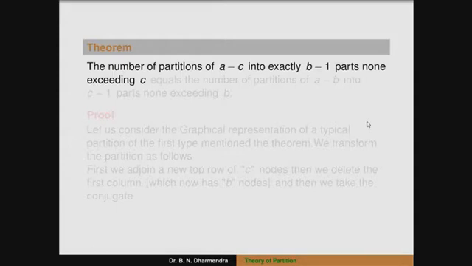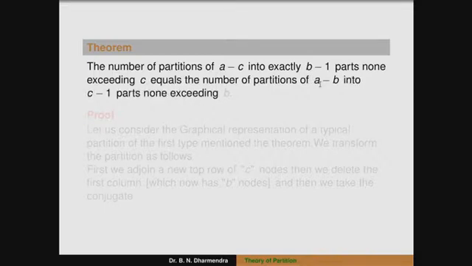You can observe B minus 1 parts, none of which exceeds C, that is, the number of parts of the partition not exceeding C. Okay, so B minus 1 parts, none exceeding C, is equal to the number of parts of A minus B. Here again we define n as A minus B into C minus 1 parts, none exceeding B.